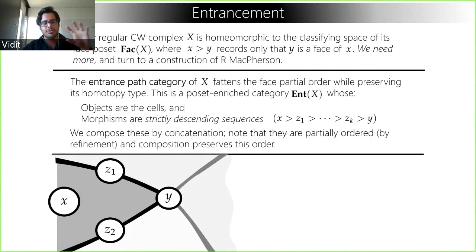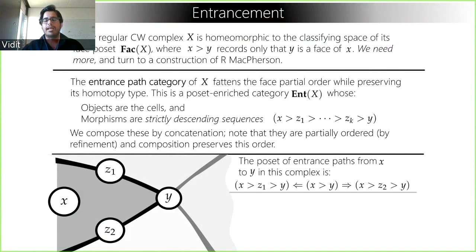In this picture, X is a two-dimensional cell. Z1 and Z2 are its one-dimensional faces, and Y is a vertex. So the category just for this piece has four objects: X, Z1, Z2, and Y. And there's a partially ordered set of paths from X to Y, these morphisms, which look like this. So Y is a face of X, so that's one such descending sequence, X bigger than Y. That's the one in the middle. Then on the left, you see that X contains Z1 as a face, Z1 contains Y as a face, so that's a bigger path. So the small path is less than the bigger path.